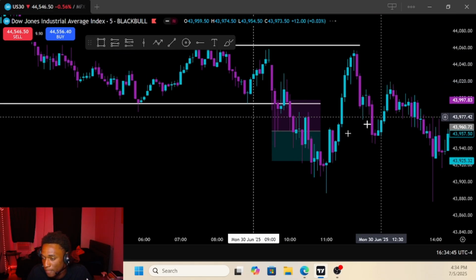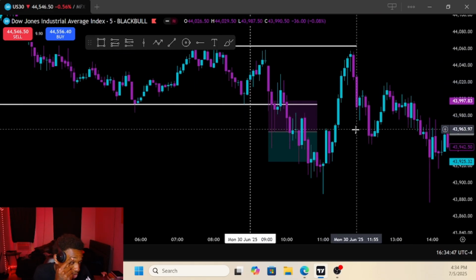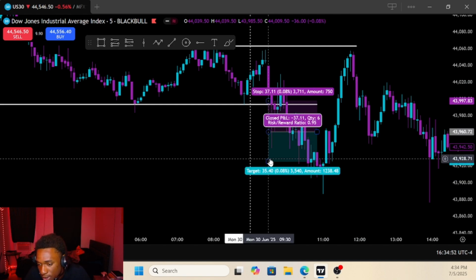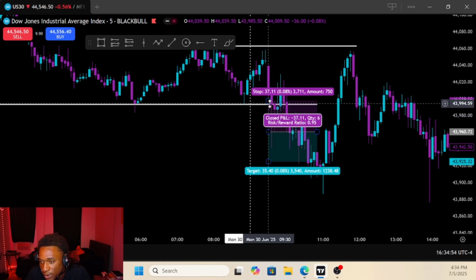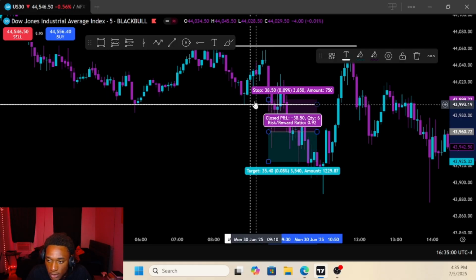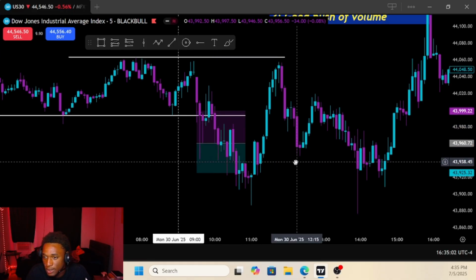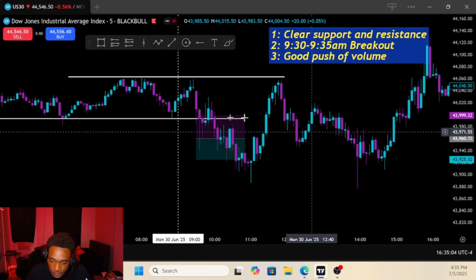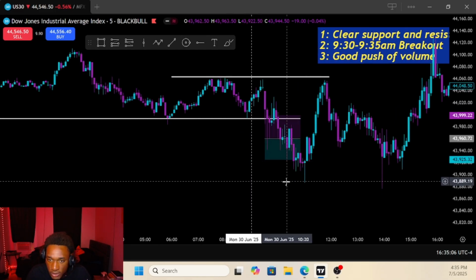So that's why I look for my entry based off volume. Once you get a volume push, the chart barely even comes back to the breakout level. It just keeps on dropping. That's why we have our stop loss slightly above the breakout level. So volume is key. That was Monday on US 30.